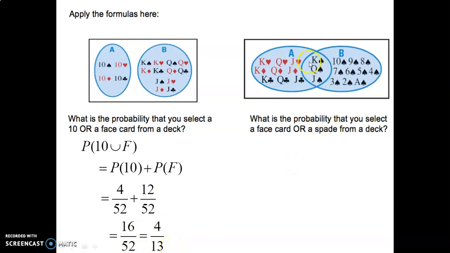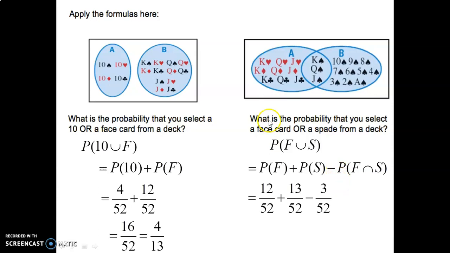Now let's try here. Now these are not mutually exclusive, so make sure you use the correct formula when you're doing OR. Okay, so you're looking at union. Now we use this formula because there's an overlap that we need to subtract because we counted twice. So the probability of face cards plus the probability of spades and then minus the overlapping zone gives you this number, reduces to this. Again, if you got that wrong, just take a close look and make sure you understand why this formula was used here and this one here.